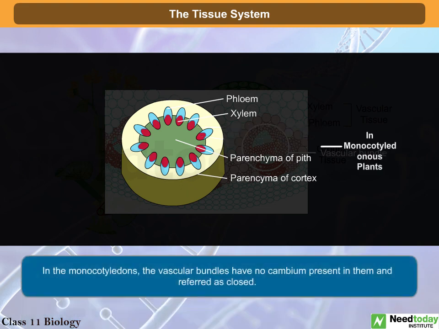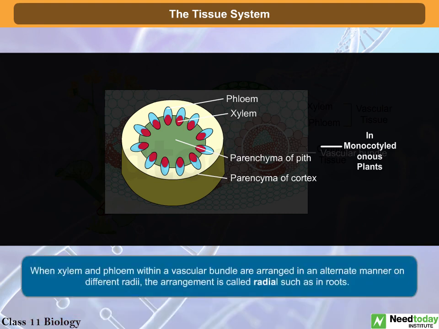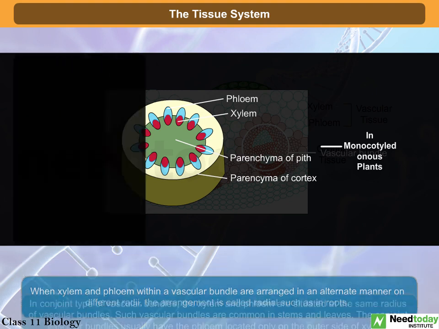In the monocotyledons, the vascular bundles have no cambium present in them. Hence, since they do not form secondary tissues, they are referred to as closed. When xylem and phloem within a vascular bundle are arranged in an alternate manner on different radii, the arrangement is called radial, such as in roots.